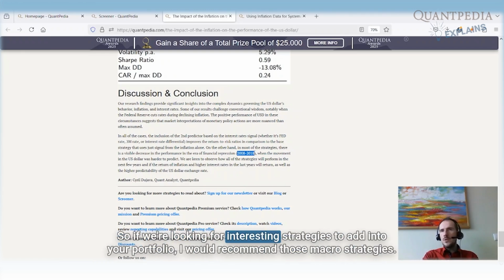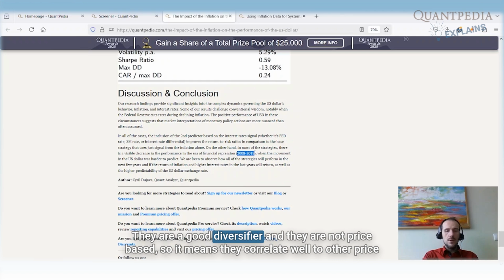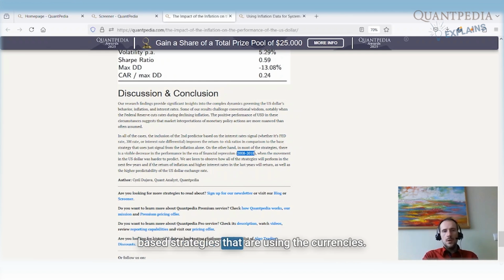So if you are looking for interesting strategies to add into your portfolio, I would recommend these macro strategies. They are a good diversifier and they are not price based, so they are not correlated with other price-based strategies that are using currencies.